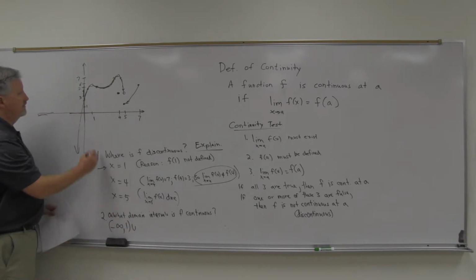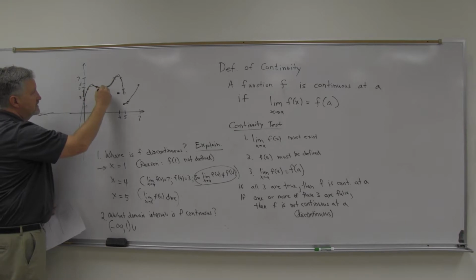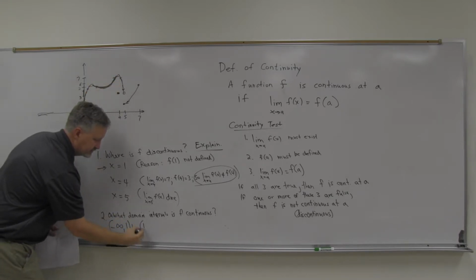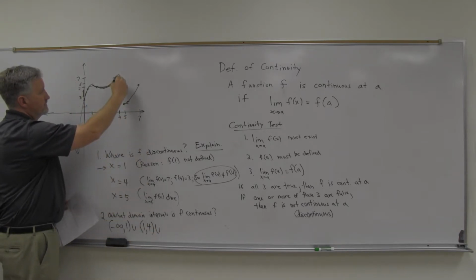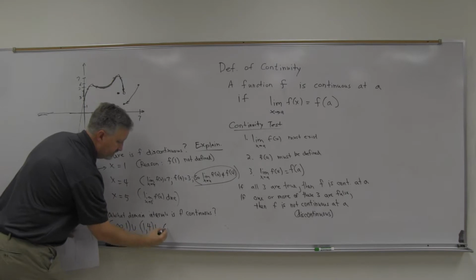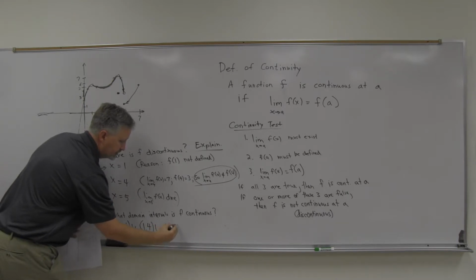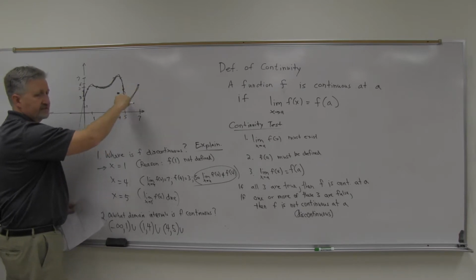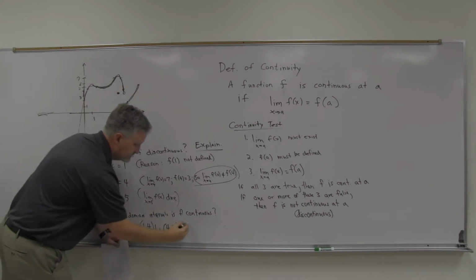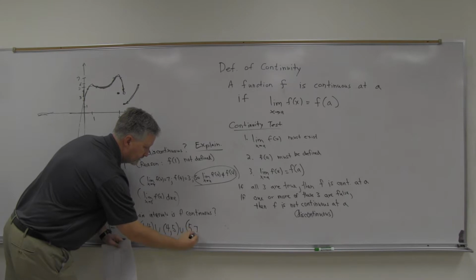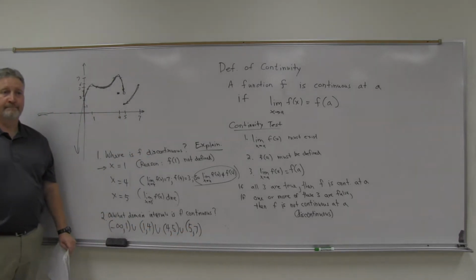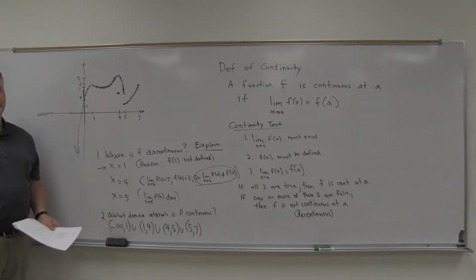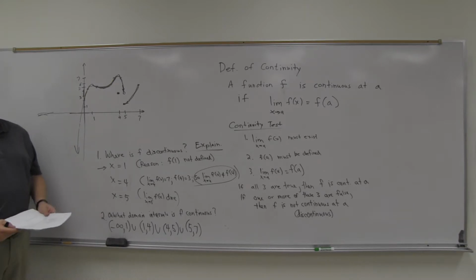And then from where else? So it goes all the way, it's continuous, I don't lift my pencil, from 1 to 4. And then it's continuous all the way until I get to 5, so 4 to 5. And then 5 to 7. Now I don't know what happens after 7, so I'm just going to cut it off at 7, 5 to 7. Okay? Those would be the places it is continuous, everywhere it's not broken up.